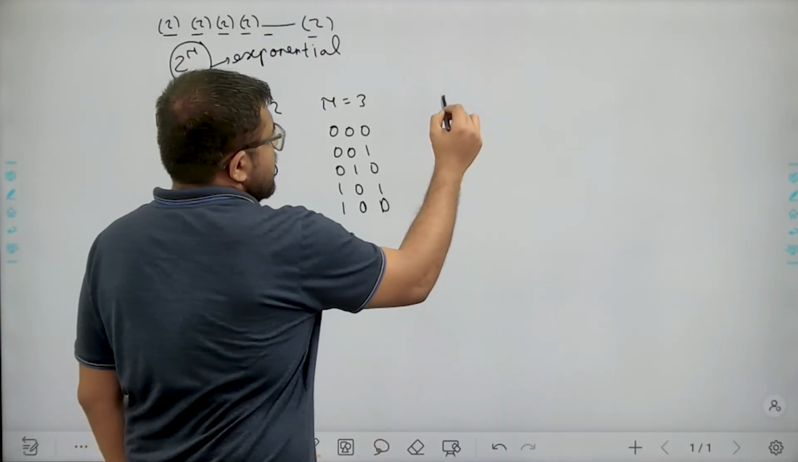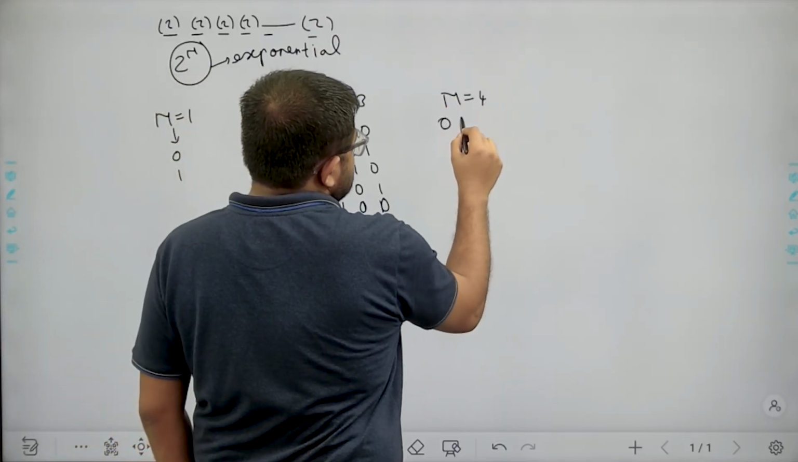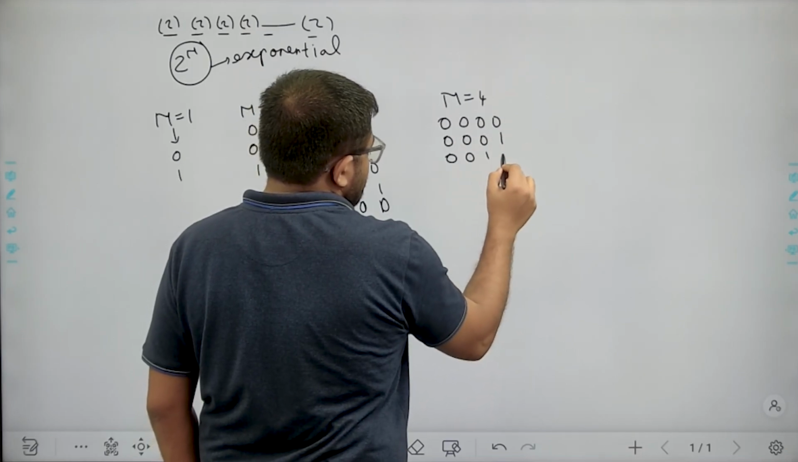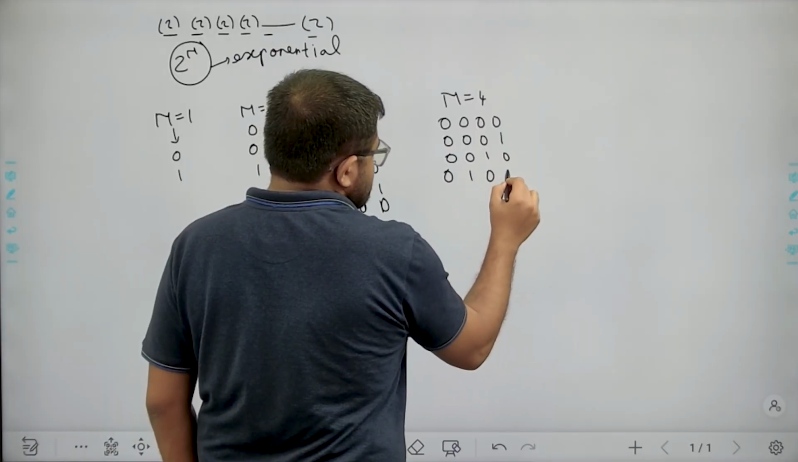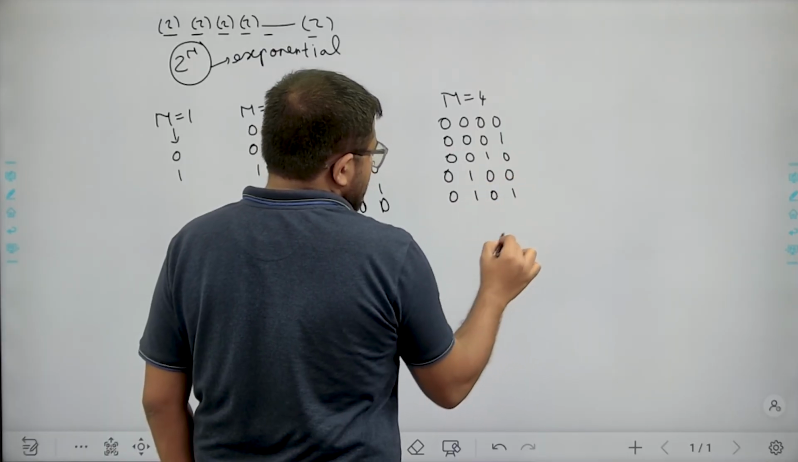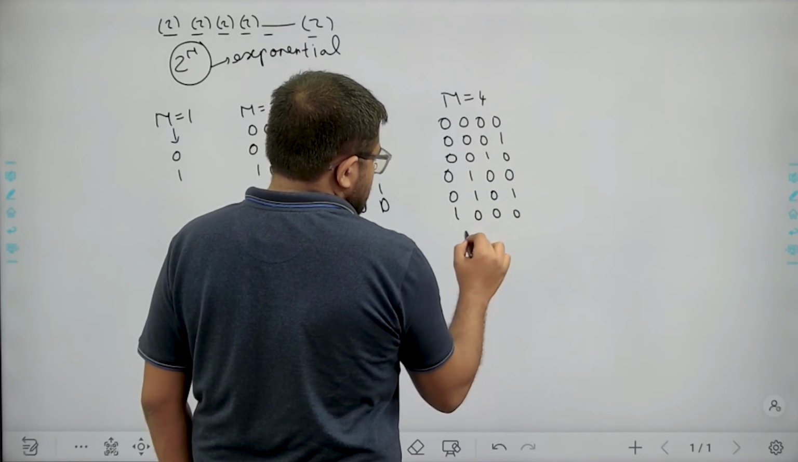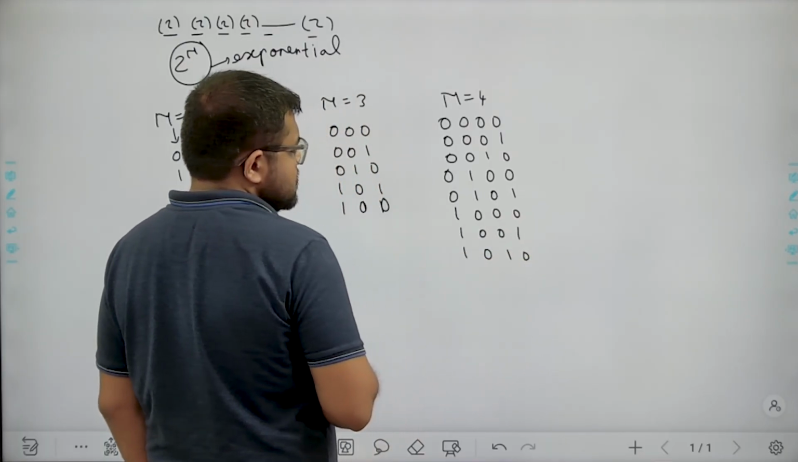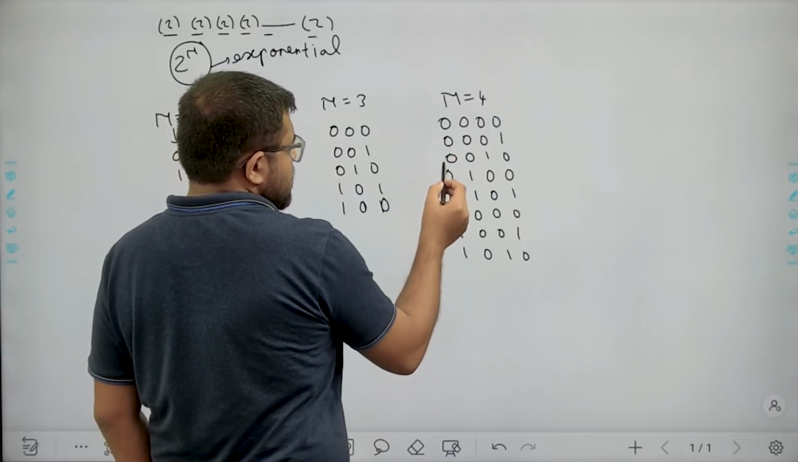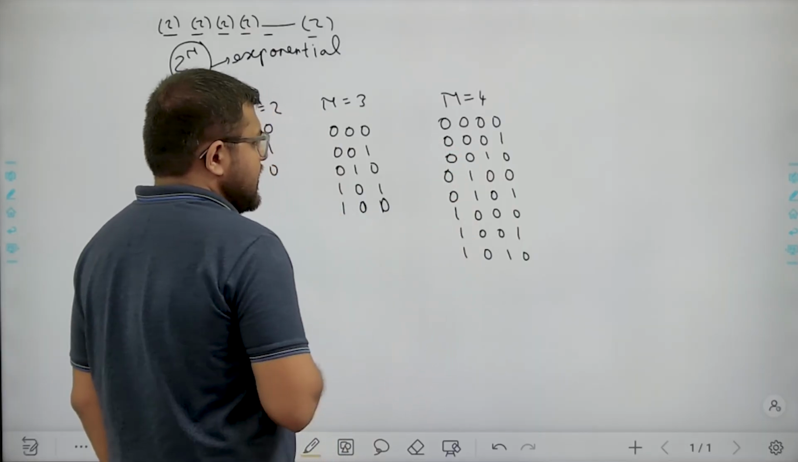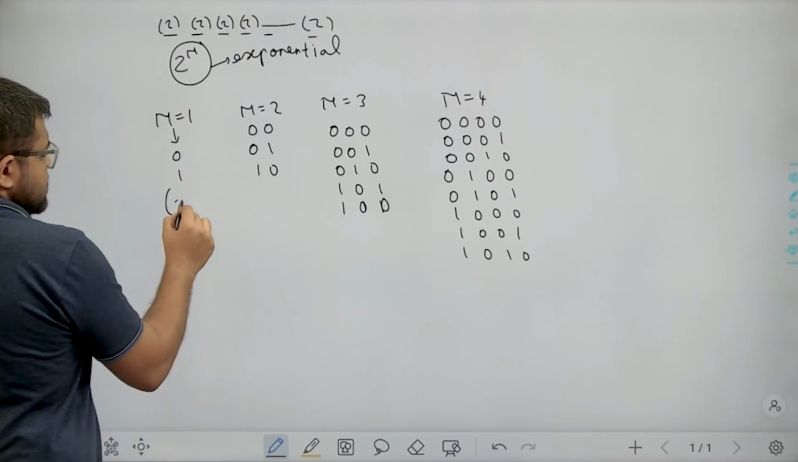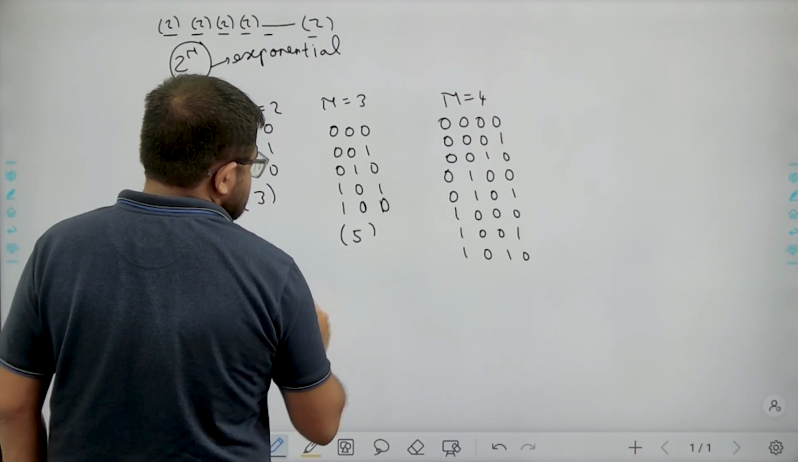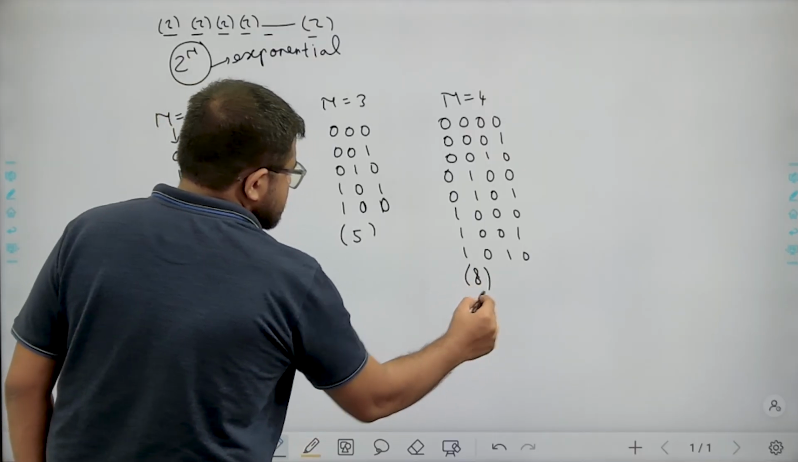For n equals 4, we have 0000, 0001, 0010, 0100, 0101, 1000, 1001 and 1010, right? So this many are possible: 1, 2, 3, 4, 5, 6, 7 and 8. So for n equals 1, the answer is 2. For n equals 2, the answer is 3. For n equals 3, the answer is 5. And for n equals 4, the answer is 8.